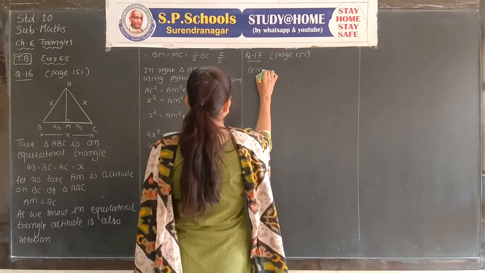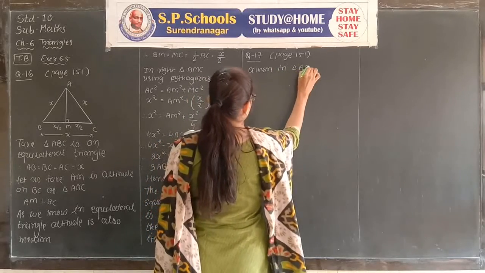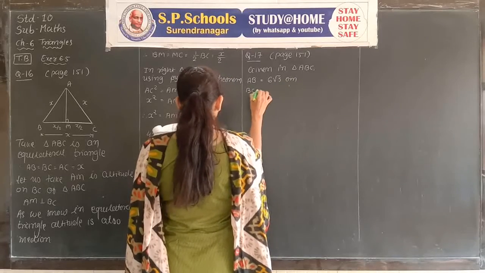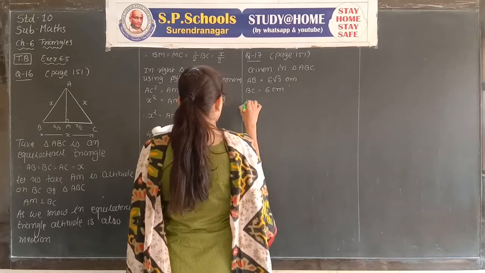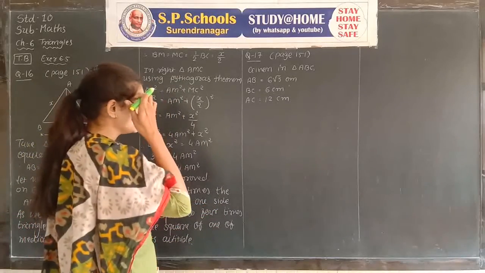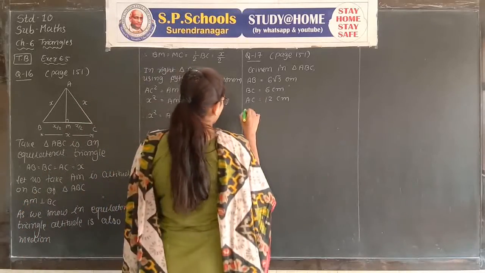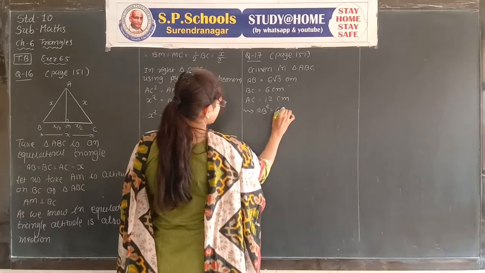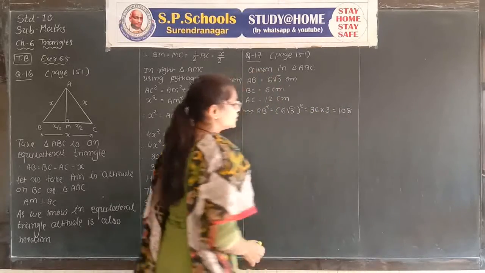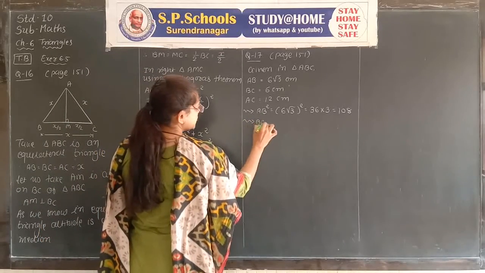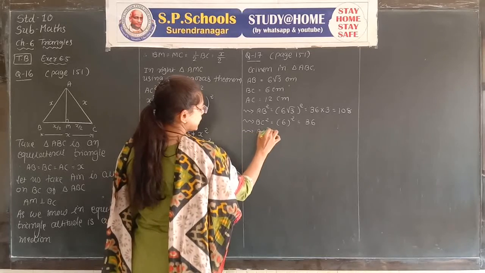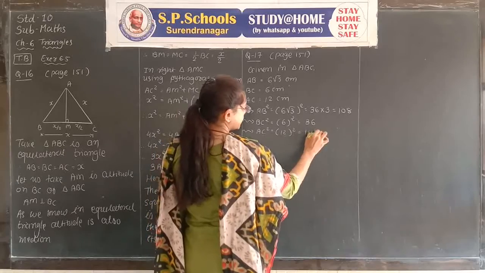First of all, write the given things. Given in triangle ABC, AB is equal to 6 root 3 cm, BC is equal to 6 cm and AC is equal to 12 cm. To find the angle, whether it is acute, obtuse or right triangle, take the squares of sides. AB square is equal to 6 root 3 whole square, 36 into 3, which is 108. Then BC square is equal to 6 square, which is 36, and AC square is equal to 12 square, which is 144.